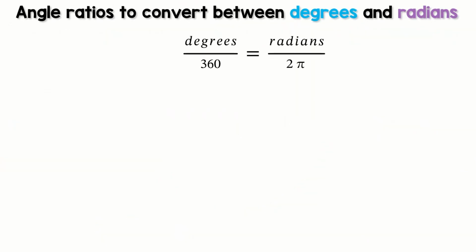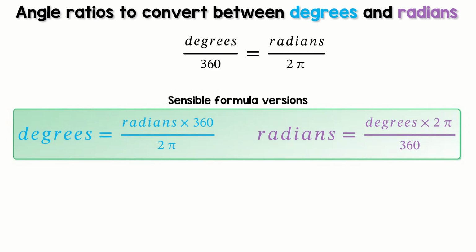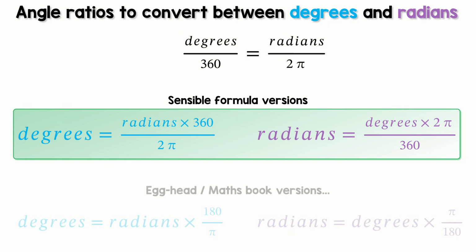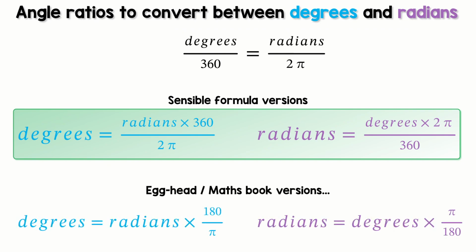Angle ratios to convert between degrees and radians: degrees over 360 is the same ratio as radians divided by 2 pi. So these are the conversions that I use. Degrees equals radians times 360 over 2 pi, or radians equals your amount of degrees times 2 pi over 360. But in maths books, it's written like this, so you can use either version. I prefer the versions in the green box because it makes more sense.